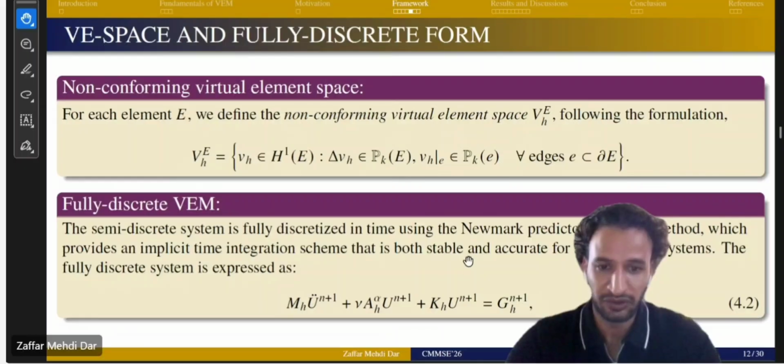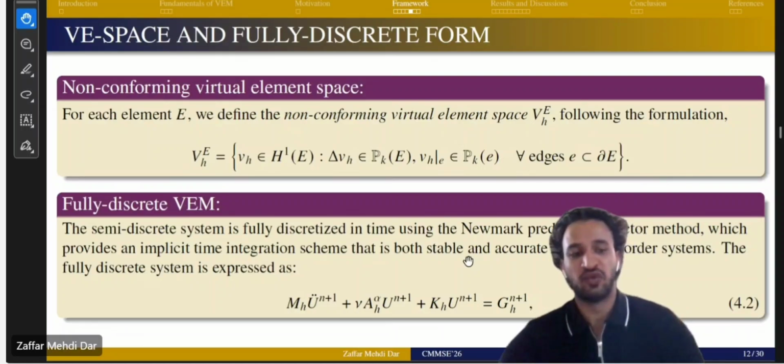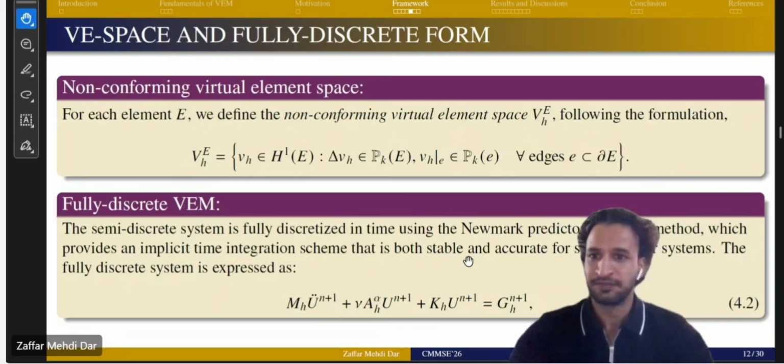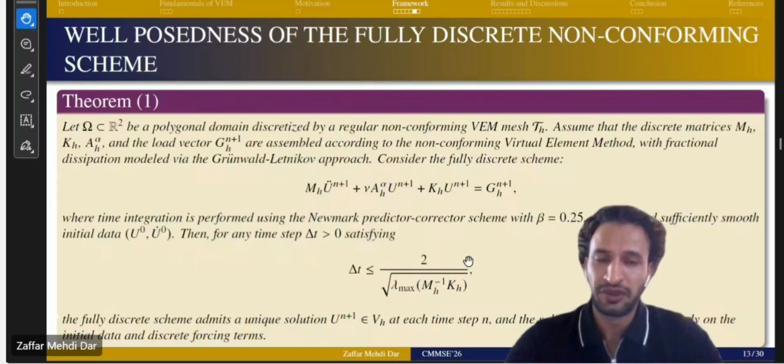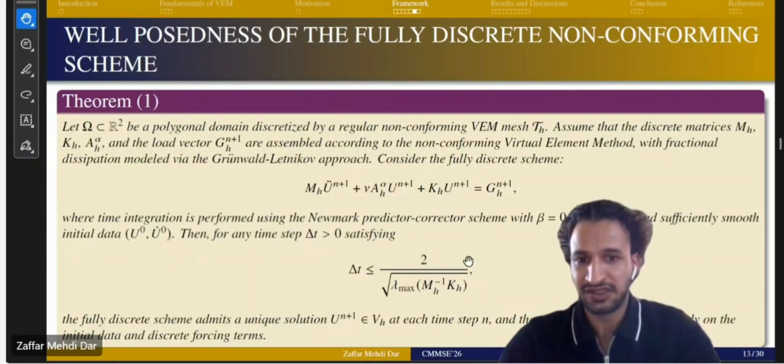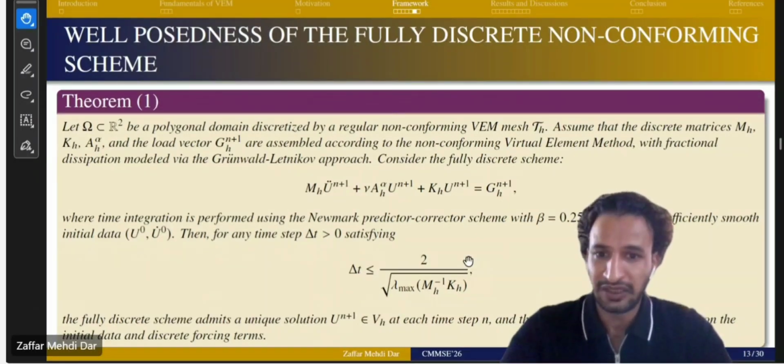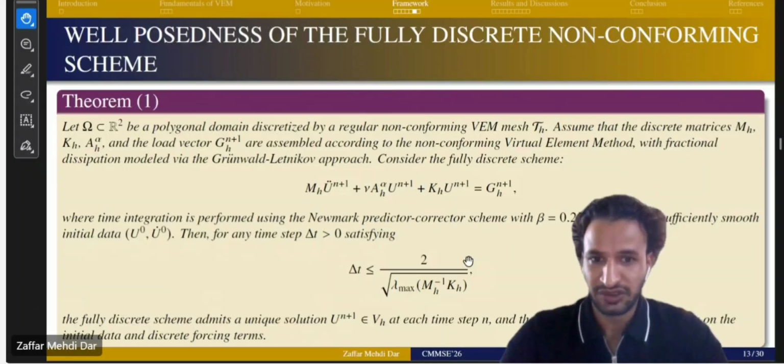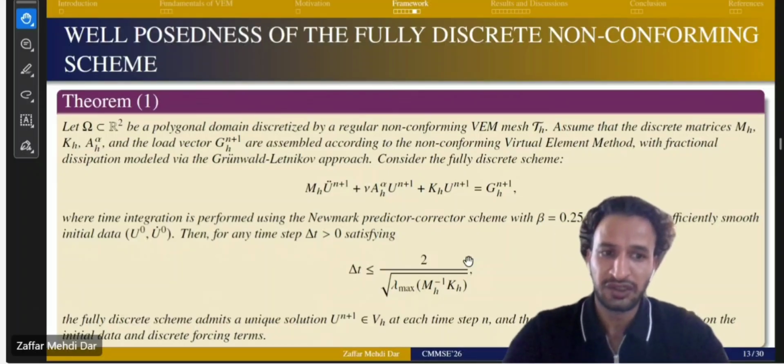Then the fully discrete scheme is given by equation 4.2, wherein MH is a global discrete mass matrix. We have AH omega as the corresponding matrix to the dissipative term. We have KH, the stiffness matrix corresponding to the Laplacian term, and GH, the matrix representing the load term or the load contributions.